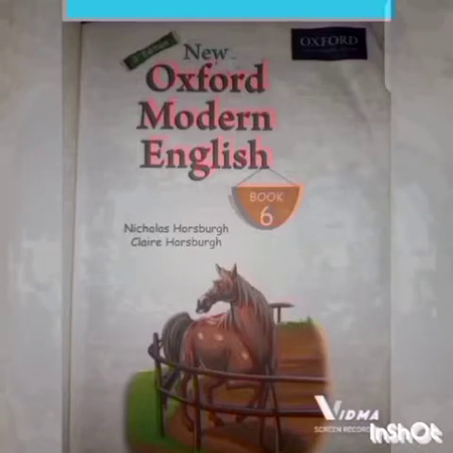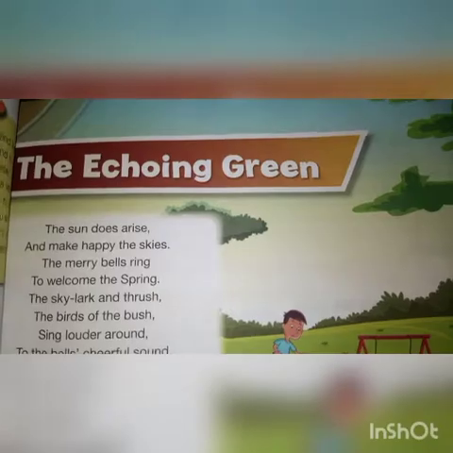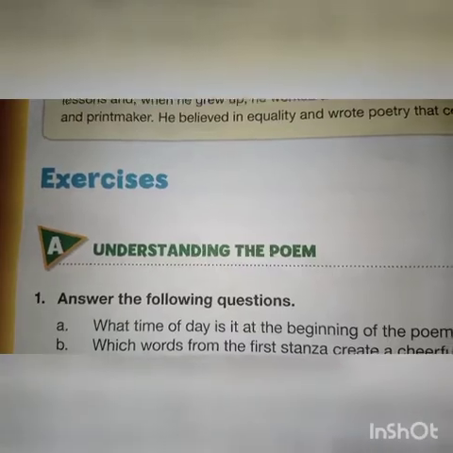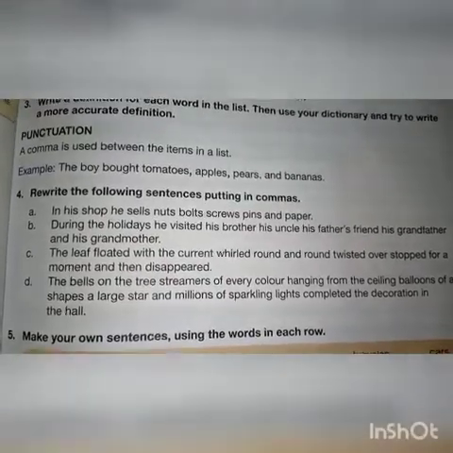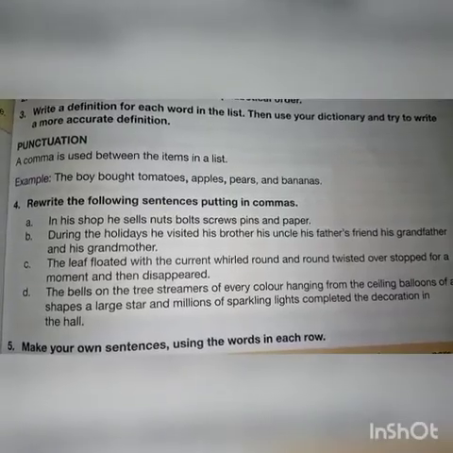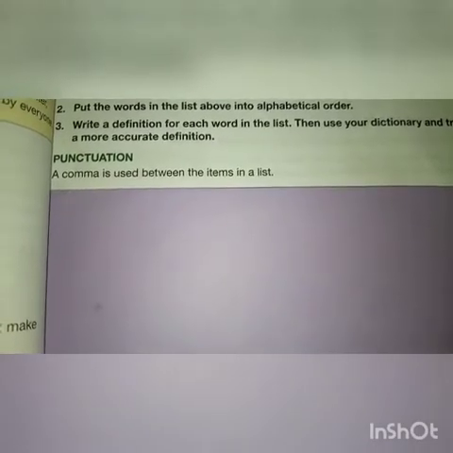A new Oxford Modern English book 6. The Echoing Grain. Exercise. Page 49. So we were left with part B, punctuation. And here we'll talk about comma. A comma is used between the items in a list.